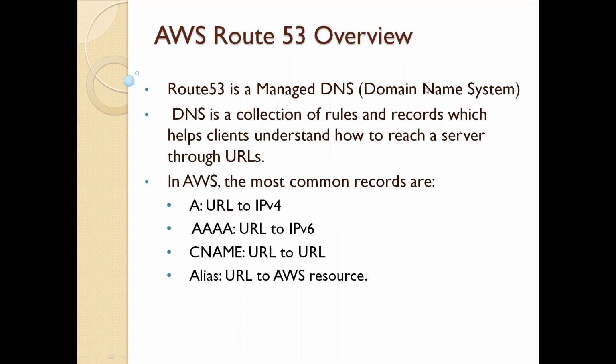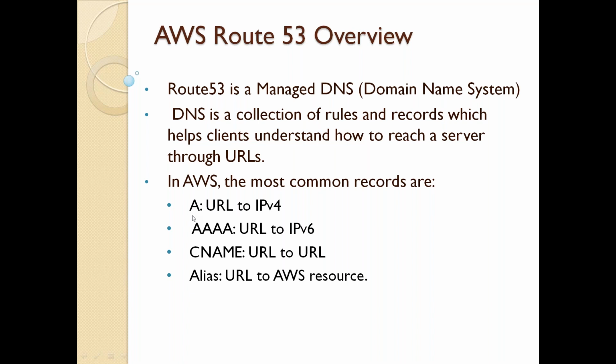So it's a managed DNS system. DNS, the domain name system, is nothing but a collection of rules and records which helps clients understand how to reach a server through URLs, right? How to reach a server through URLs. The most important records that we have in Route 53 are the A record, AAAA record, CNAME record, and alias record. There are so many records, but these are the four things that you need to keep in mind.